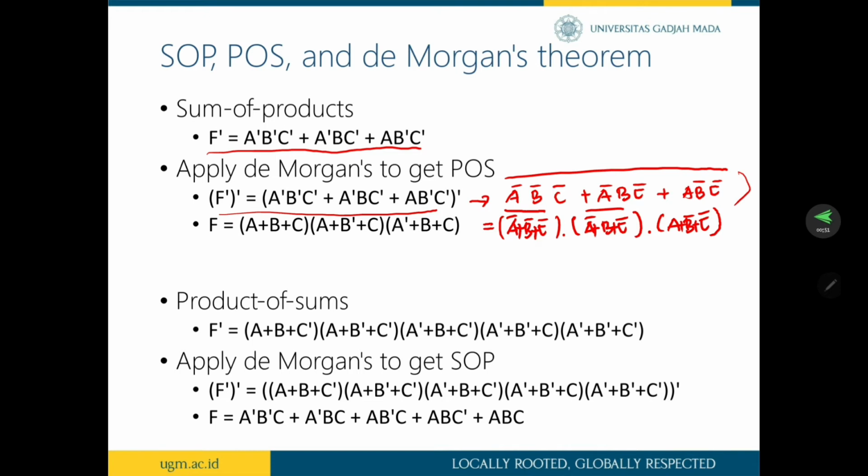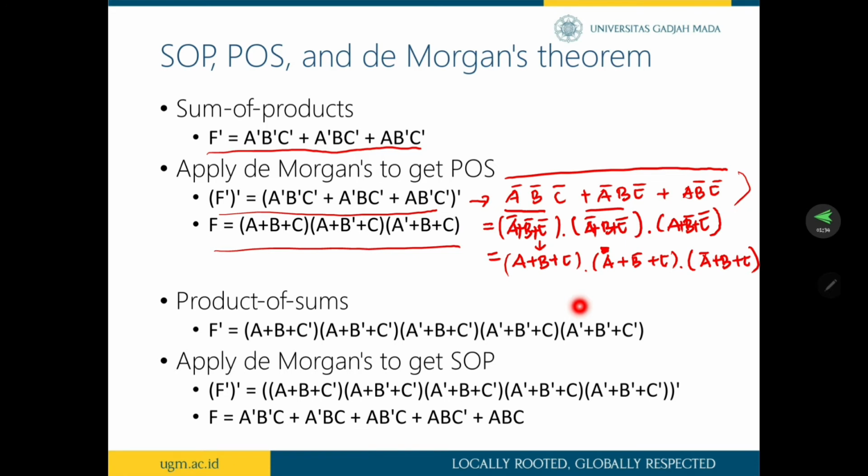So we can write it as (A + B + C), and then dot (A' ' is A, plus B' plus C'), and we complement again so we can get the original form. And then dot (A' + B + C) as written in here.